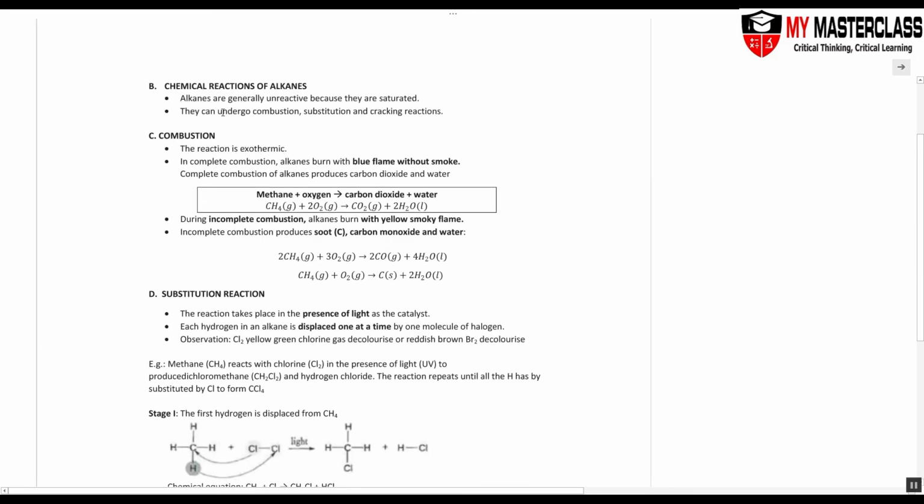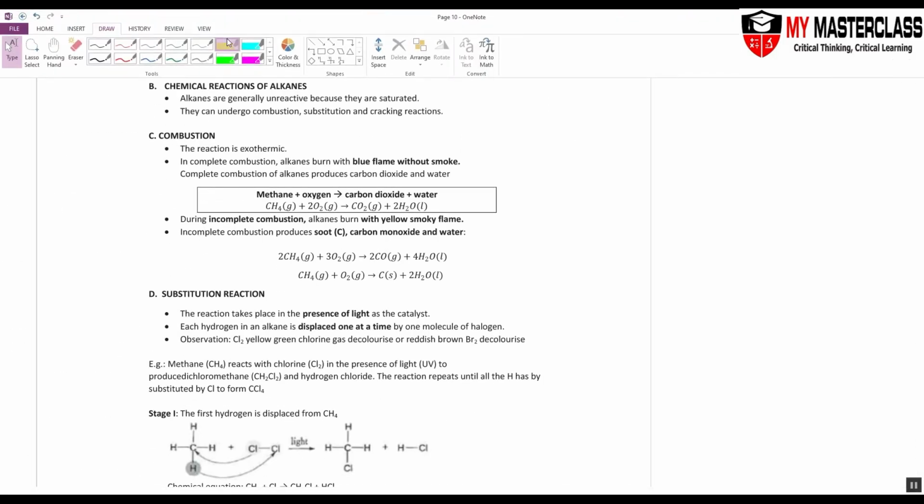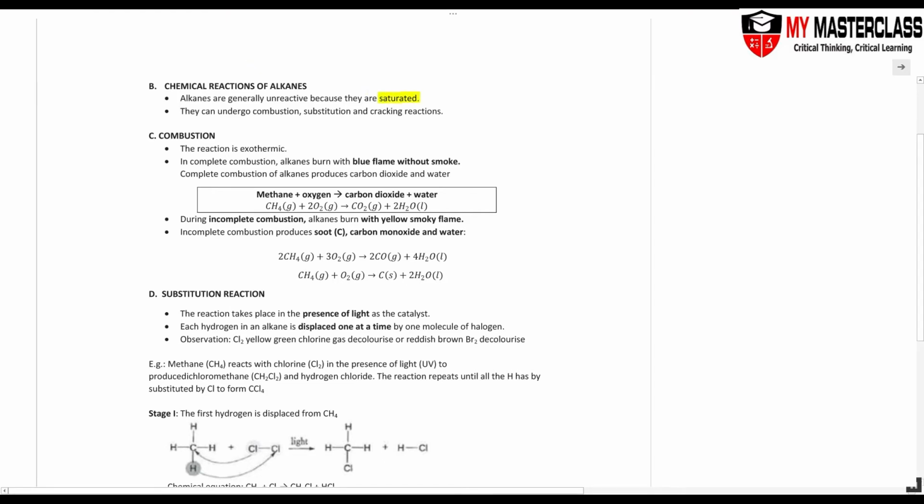Okay, chemical reactions of alkanes. Alkanes are unreactive because they are saturated. Your carbon has already formed all the bonds it can possibly form. So it will undergo these types of reactions: combustion, substitution, and cracking. When you see the word combustion, you have to know it's burning. This reaction is highly exothermic. When you burn, for example, methane, CH4 plus oxygen, it produces the flame. Energy is given out. This is the flame. It is exothermic.